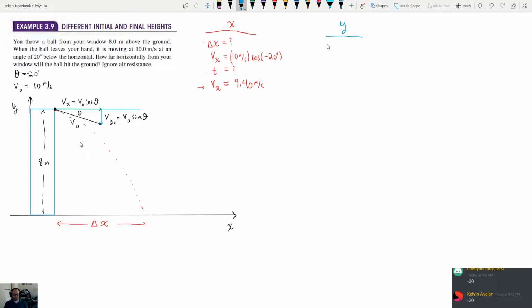In the y direction, what we've got is delta y, ay. We know what the acceleration is. It's going to be negative 9.8. What else do we have? We've got Vy initial, and Vy initial in this case is going to be equal to 10 meters per second multiplied by the sine of negative 20. And then Vy and t. We don't know what these are. If we calculate what this is, it's going to be a really small number. I get negative, oh, it's actually not that small, negative 3.42.